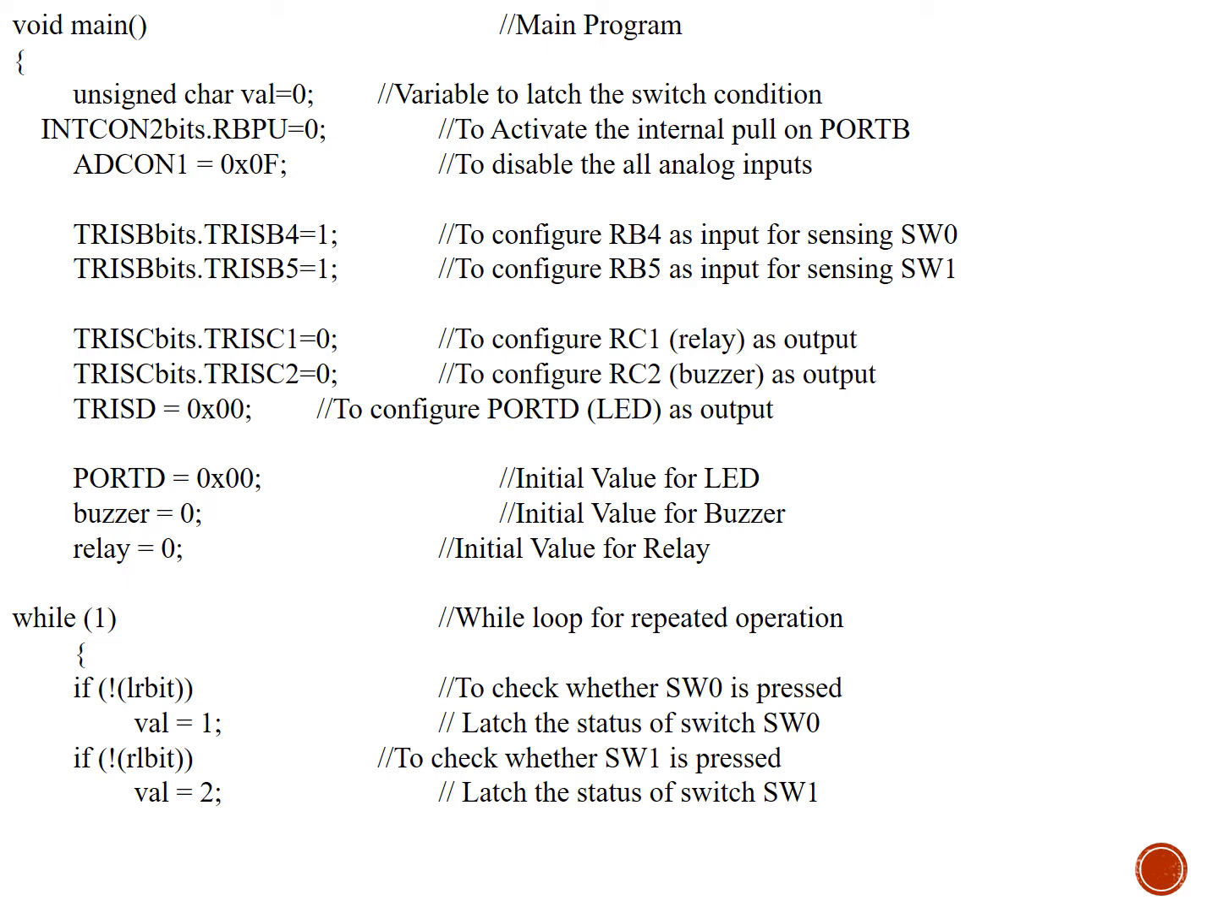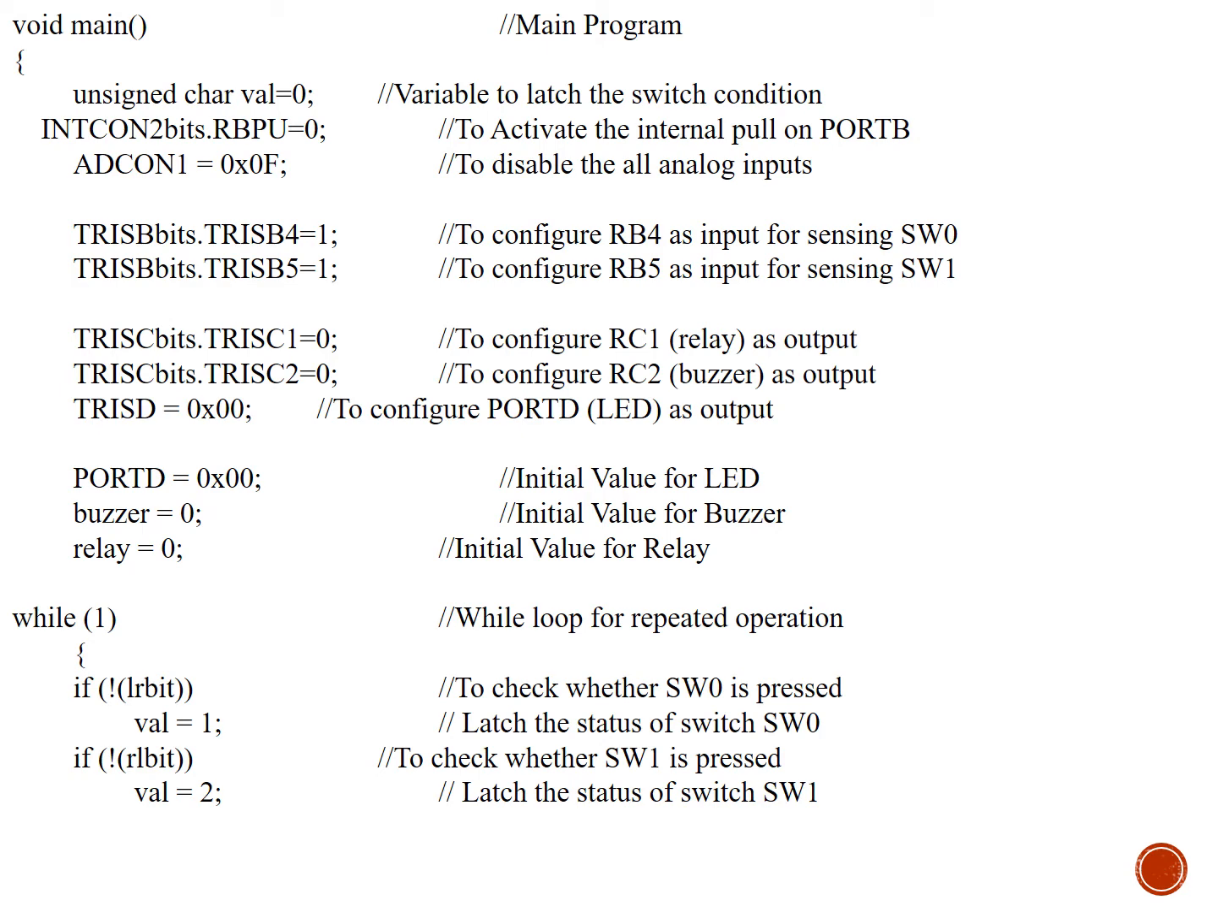Whenever you make a port an input or output port, you are aware that it is compulsory to set its TRIS bit to 0 or 1. Then for port D, we are making TRISD 0x00. We are initially making all the LEDs off. We are making it 0 0, and we are initially making the buzzer and relay 0. We are putting the value 0, which means it is initially in the off condition.